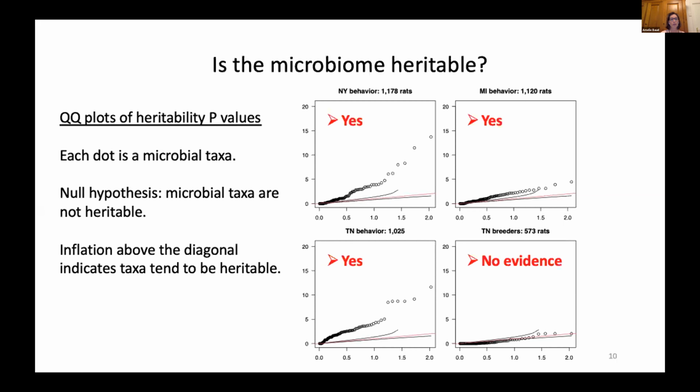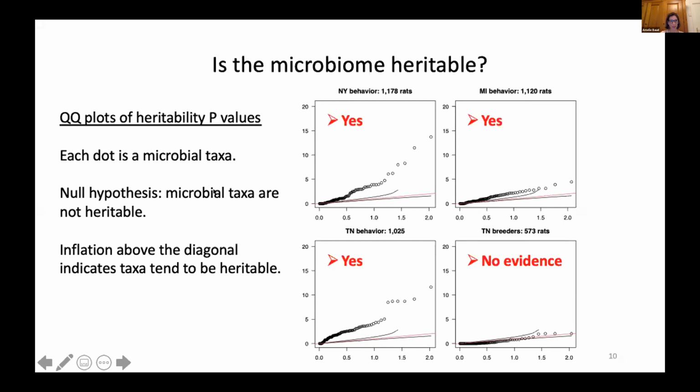There's multiple ways to sort of address that question. The one that I prefer, I think, is to show QQ plots. So these QQ plots have on the x-axis the expected p-value of the test of whether heritability is equal to 0 or different from 0. And on the y-axis, we have the observed p-values for that same test. And so here, each dot is a microbial taxa. The 4 quadrants here correspond to the 4 different studies.